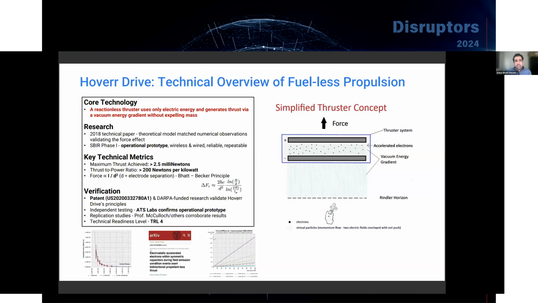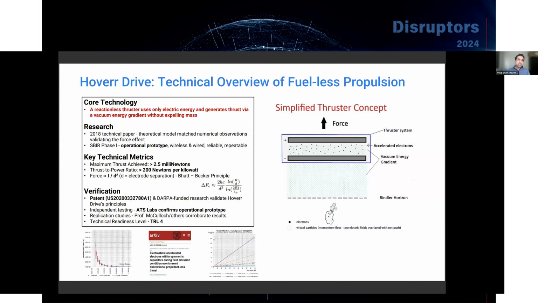Also in 2023, we received the SBIR phase 1. We now have an operational prototype, both a wired and wireless one, that's reliable and repeatable as of mid-2024. The key metrics here are we can go above 2.5 millinewtons, and our thrust to power ratio is 200 newtons per kilowatt, so an immense amount of force per the wattage inputted. Our force formula is proportional to the current divided by d squared, the distance between the electrode plates squared. So as you can imagine, if we can get this distance very close, we can get an immense amount of force, and it could be a total game changer.